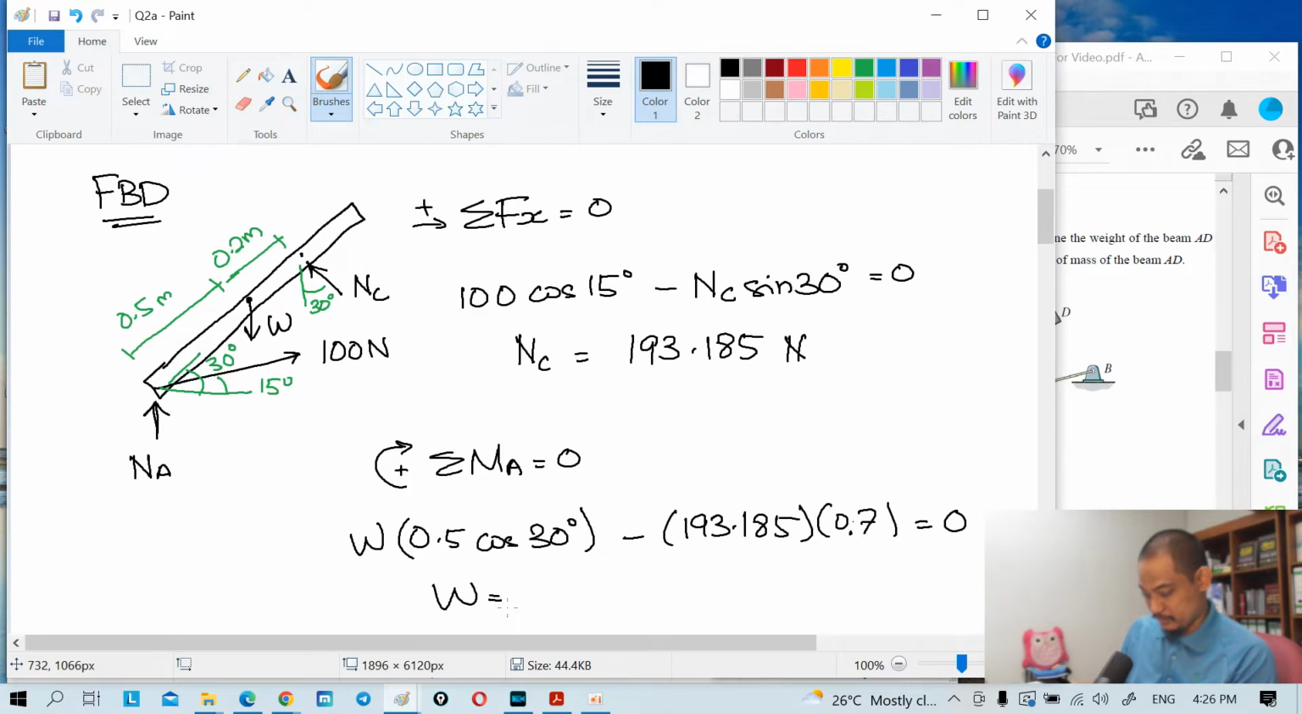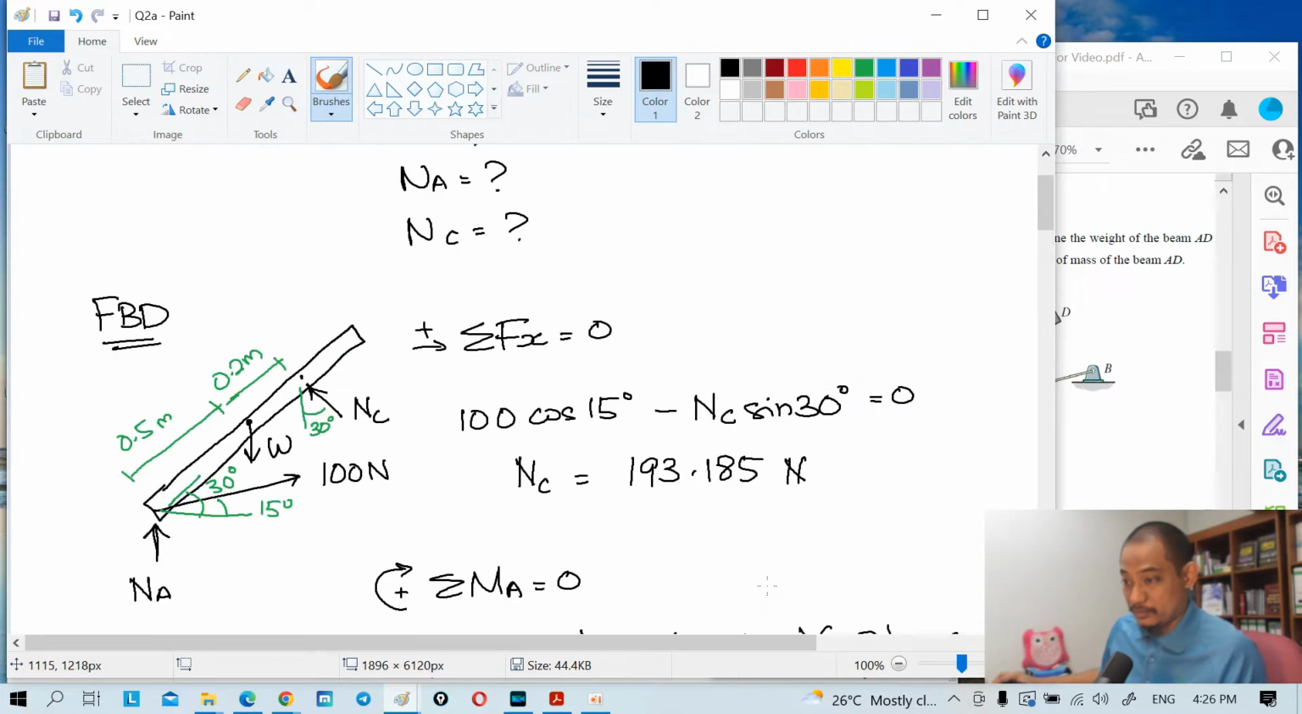So if you calculate this one, 193.185 times 0.7 divided by 0.5 cos 30, W is 312.299 Newton.